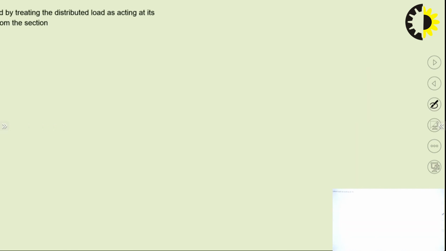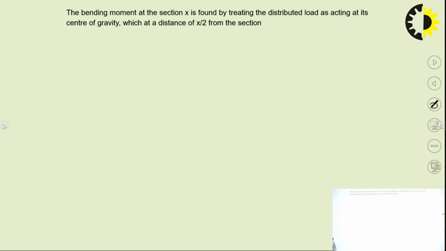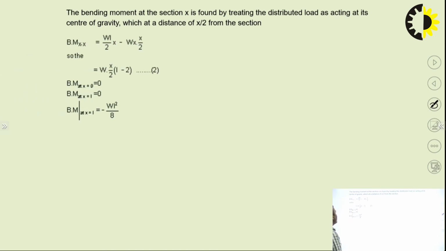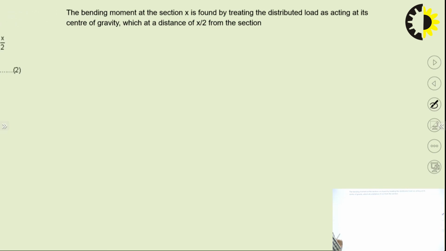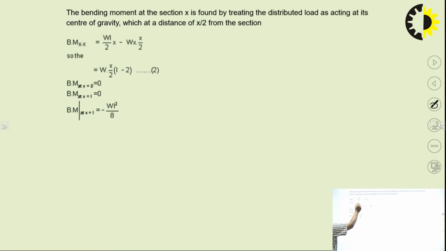Now I am writing the bending moment equation. The bending moment is the algebraic sum of all the moments. So WL by 2, this is the reaction force. कहाँ पर है reaction force? This is WL by 2. यहाँ पर moment कितना होगा? WL by 2 into x. And the moment due to W into x will be WX into x by 2. So that's what is written here: WL by 2 into x minus WX into x by 2. The equation is valid from x equal to 0 to x equal to L.